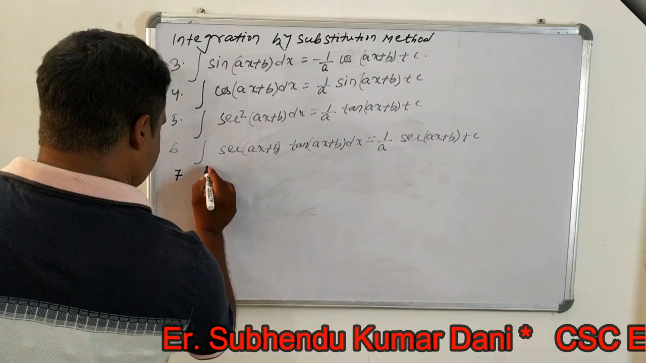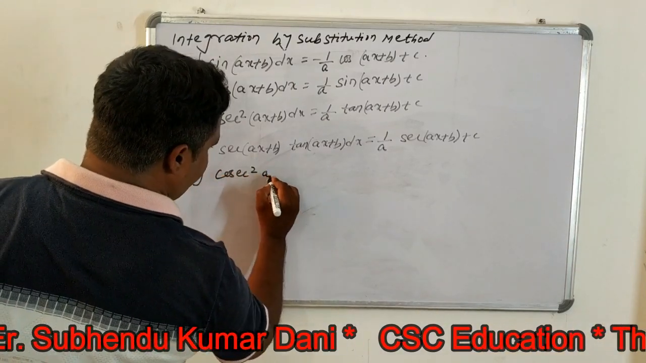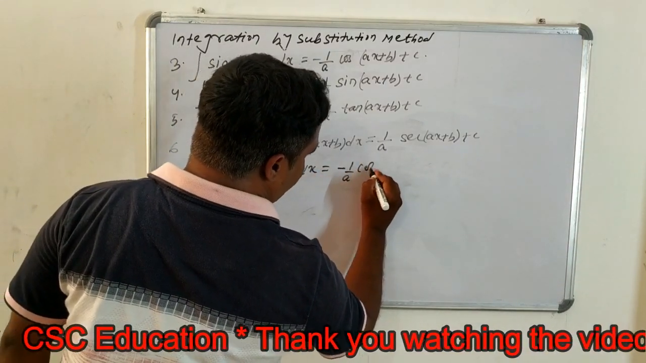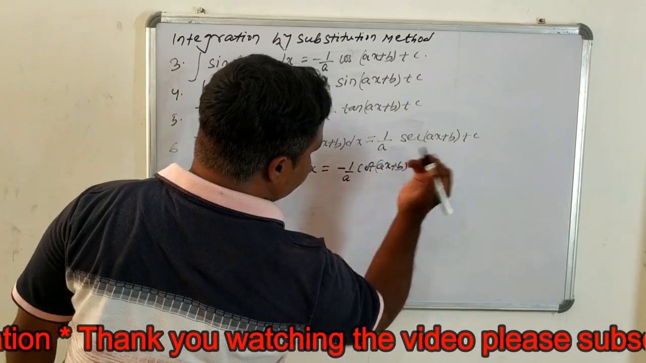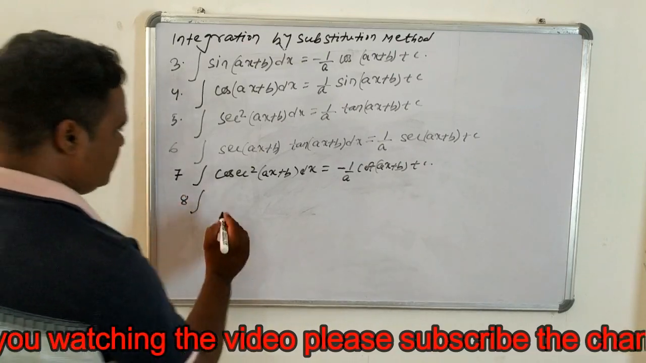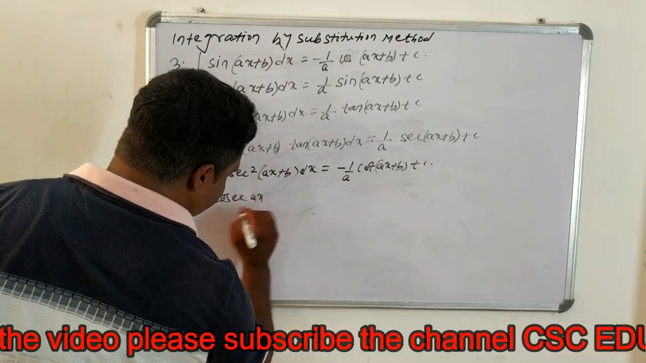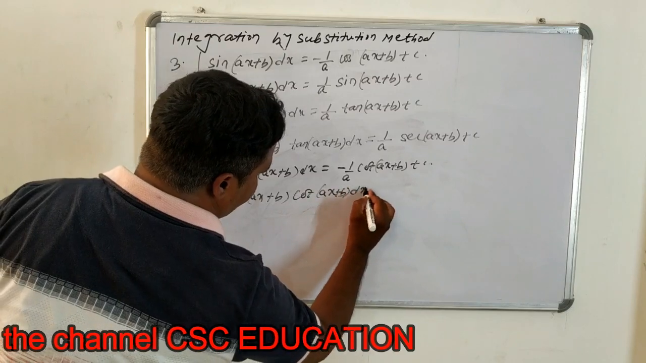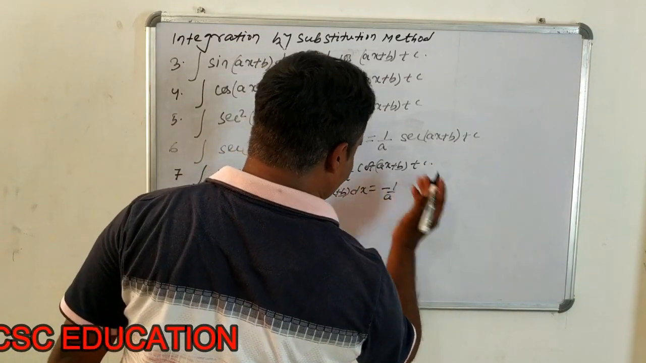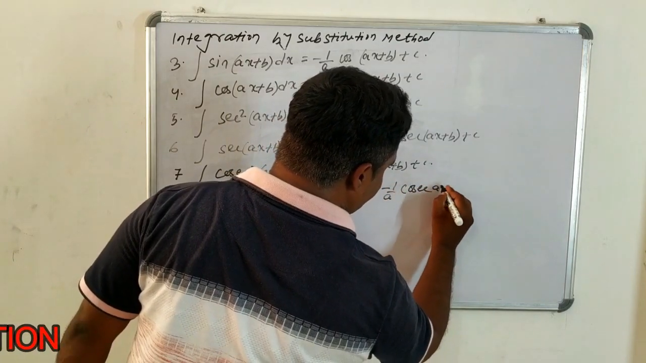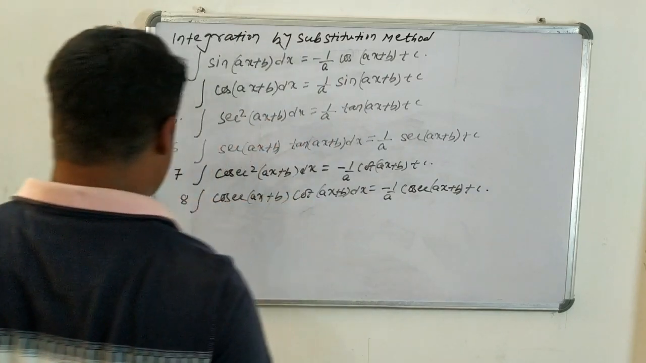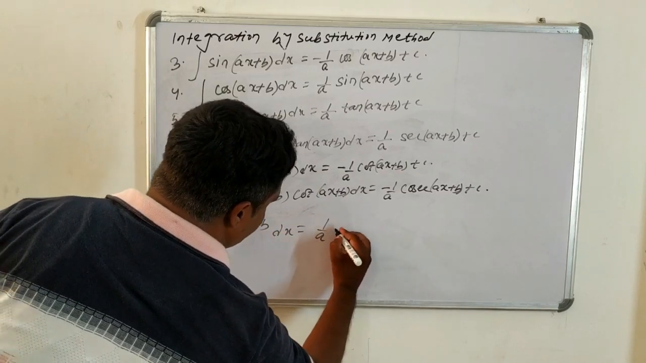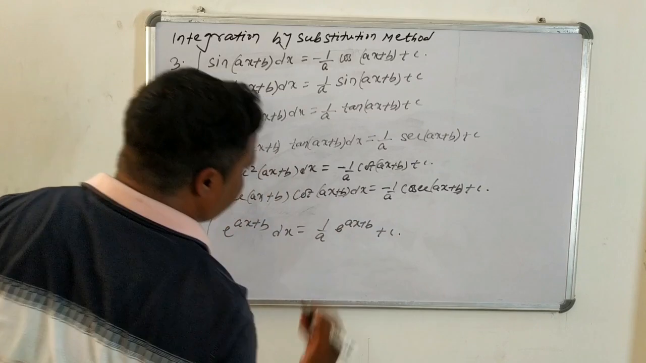7: cosec square of ax plus b dx equals minus 1 by a cot of ax plus b plus c. 8: the integration of cosec of ax plus b into cot of ax plus b dx equals minus 1 by a cosec of ax plus b plus c. 9: the integration of e to the power ax plus b dx equals 1 by a e to the power ax plus b plus c.